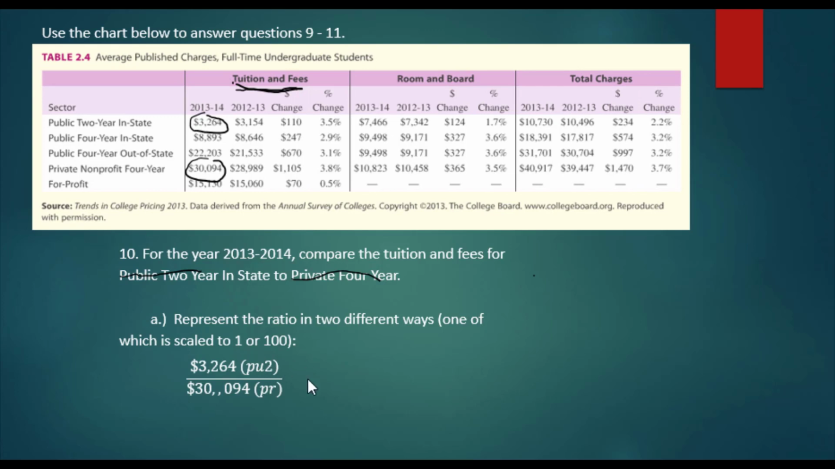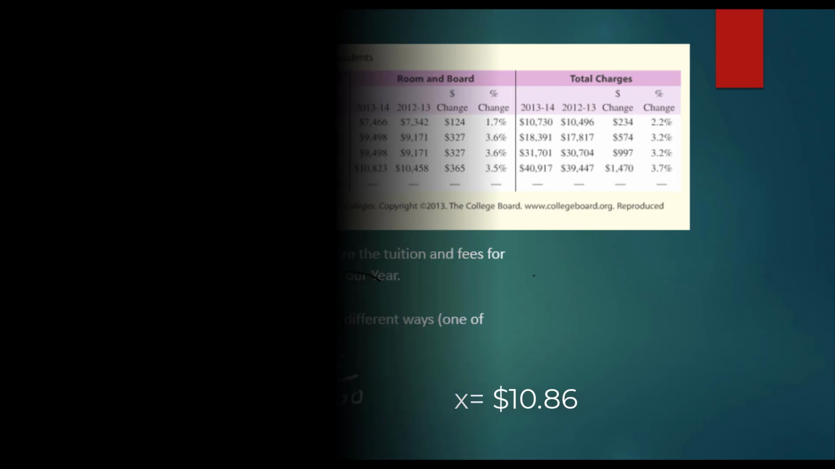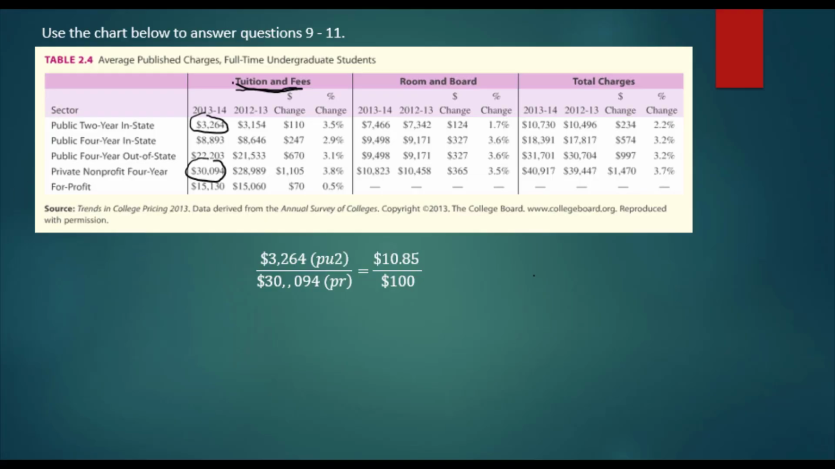So there's my ratio. In order to find another ratio, I'm going to have to set up a proportion. And I'm looking ahead at B, and it's talking about percentages. So I'm going to do this one over 100. And now hopefully you know how to do this. Cross multiply and divide, and you will get, there's our two ratios, right? And they are equivalent. And here's the one that is per 100, which is a percentage.